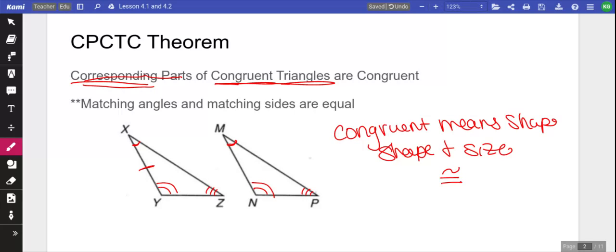I could also say, again, the corresponding parts. So I could say side XY is congruent to side MN. Side YZ is congruent to NP. And side XZ is congruent to MP.